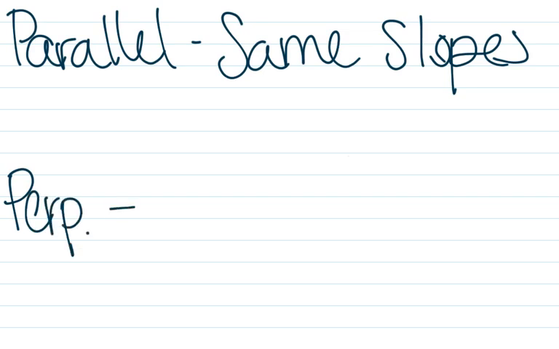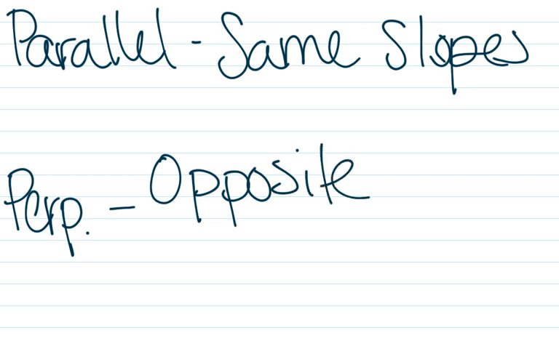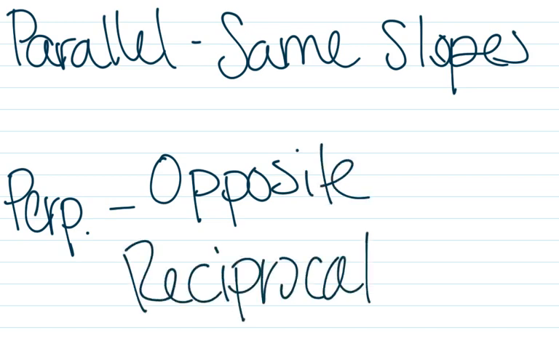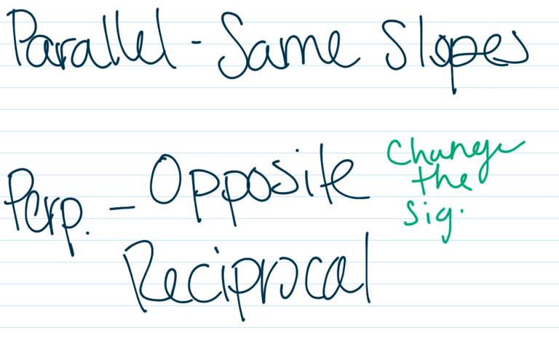Perpendicular lines have opposite reciprocal slopes. And what this means is, opposite means to change the sign. So if it's positive, the new line is going to be negative. If it's negative to begin with, the new line is going to be positive. And reciprocal means to flip the fraction.